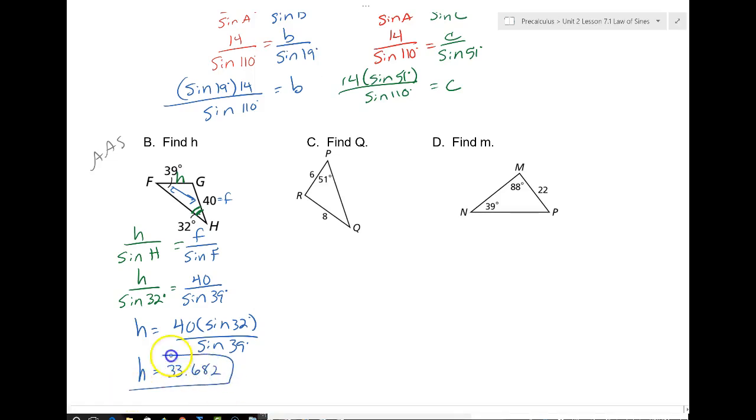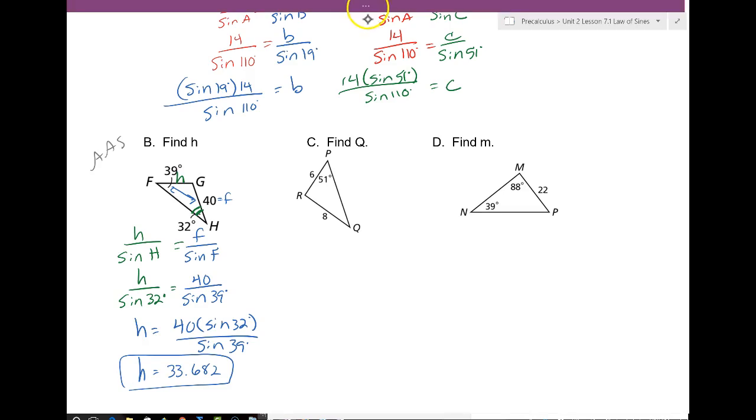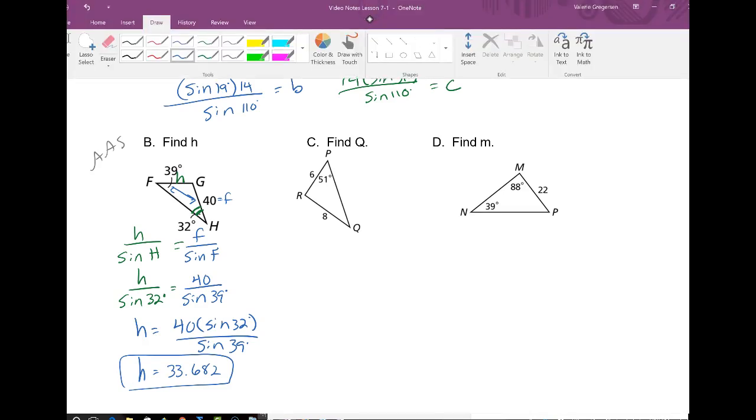33.682. Now that wasn't impossible. Maybe not fun, and maybe you have to show a little more work, but it still makes it very doable that we can solve for the missing sides and angles. Now let's look at the next one.